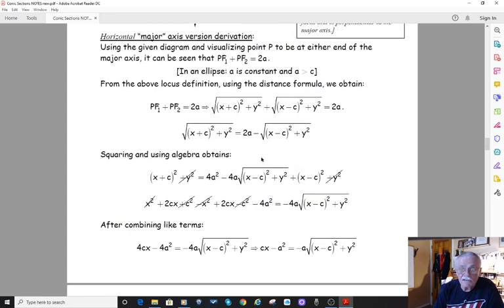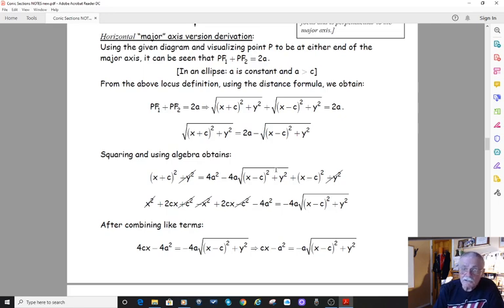Now we're going to square both sides. Let's take a look at that. I'll go through it quickly. This side squared is simply (x plus c) quantity squared plus y squared. And this side squared is a binomial squared. So it's this guy squared, which is 4a squared, this guy squared, which is what's under the radical, and then 2 times this, so it's minus 4a times what's under the radical. So we went from 2 radicals to 1.